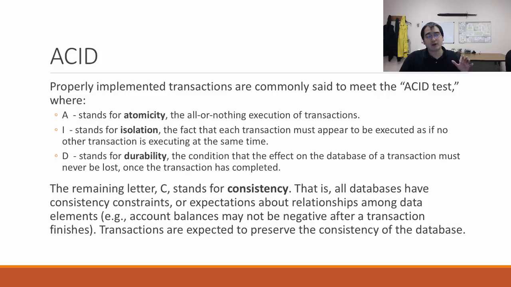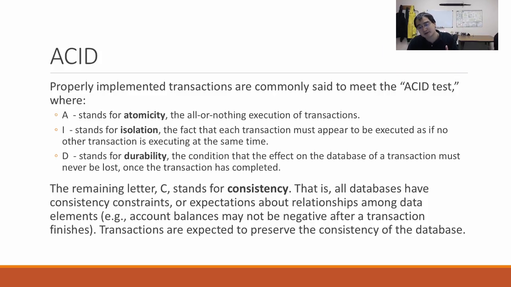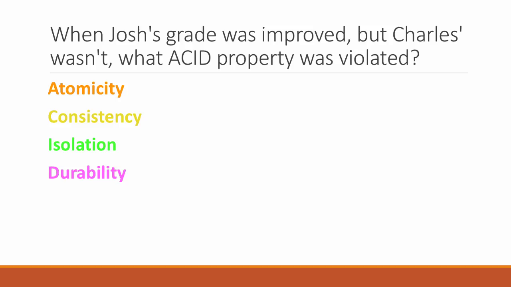Okay. So with regard to these 4 principles for ACID, when my grade was improved, but Charles's grade wasn't, which of these 4 ACID properties were violated?